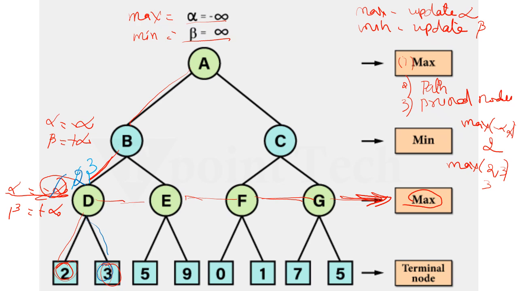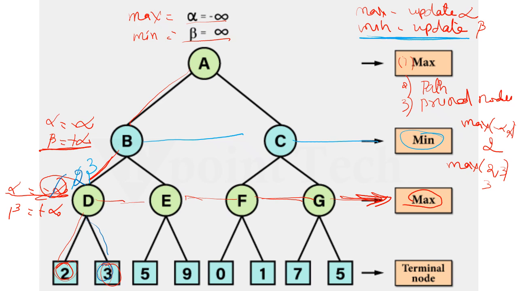Next, we can't come directly to the E node, so we have to go to the parent. Through the parent only we can come to the rightmost child. So we have to go to B. When we go to the parent, we have to update the value of alpha and beta, depending on min or max. Here the parent's level is minimum. Minimum means update only beta. We do not touch alpha. So here we have to update the beta value only.